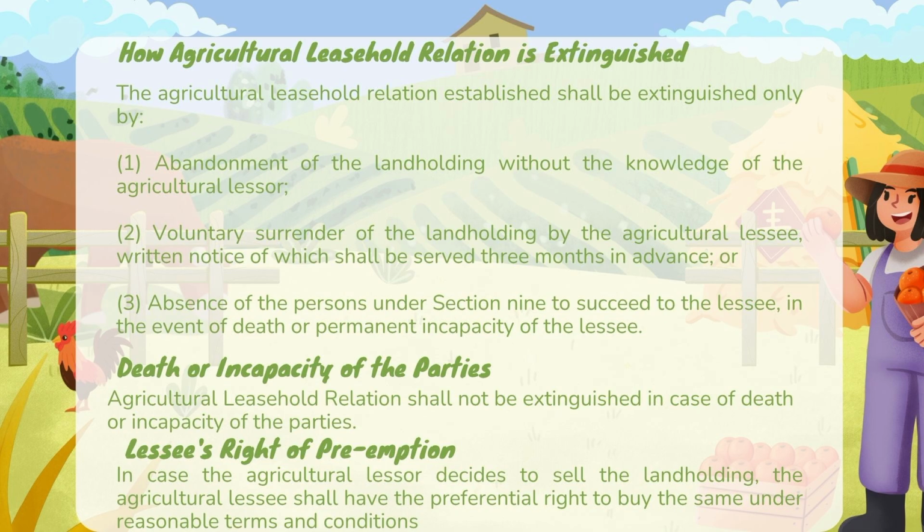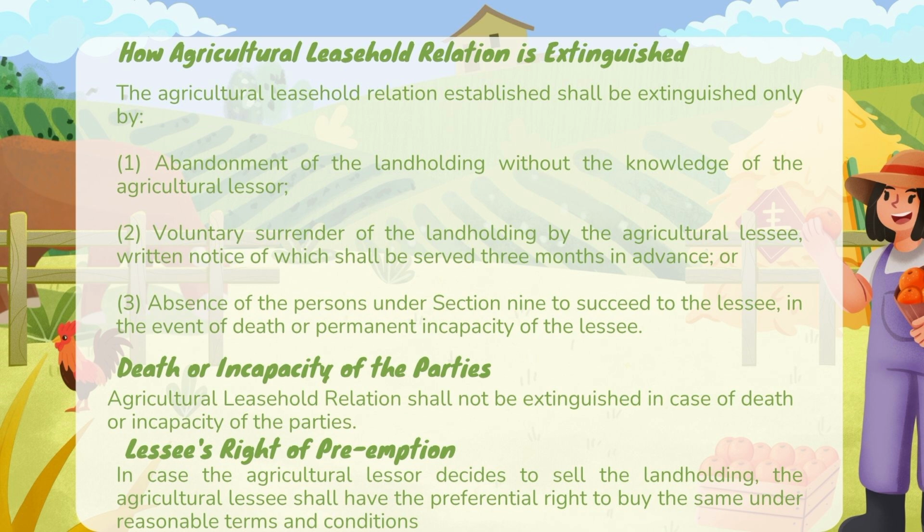Number 2 is voluntary surrender of the landholding by the agricultural lessee, written notice of which shall be served 3 months in advance. It means if the farmer decides to give up their rights to the land, they must provide written notice 3 months in advance.